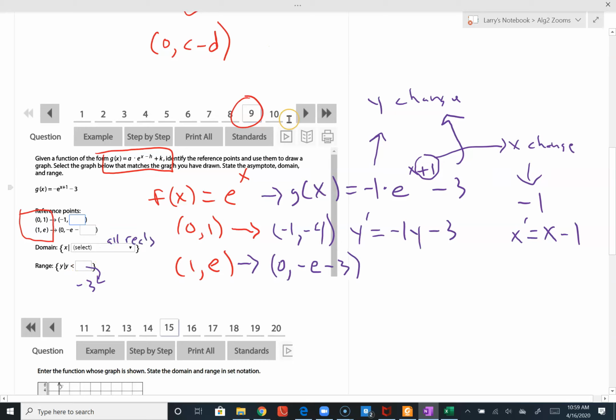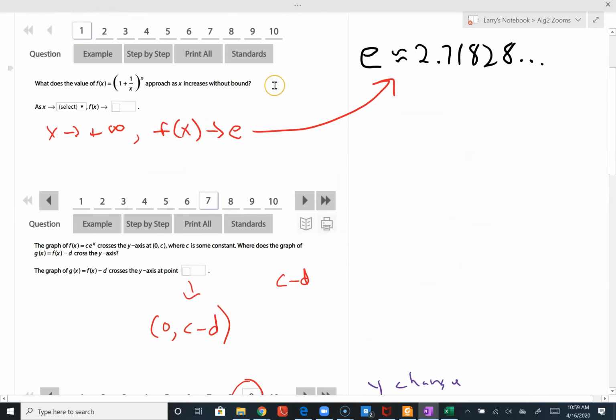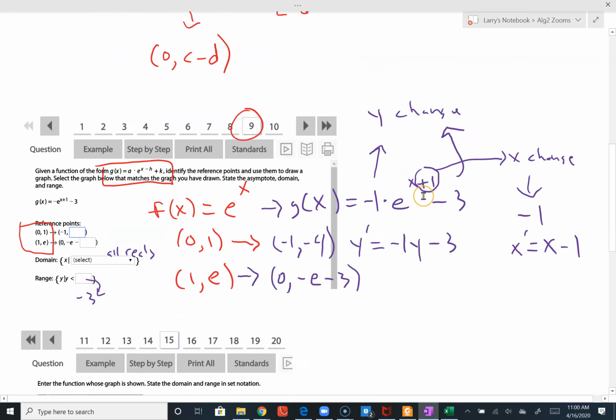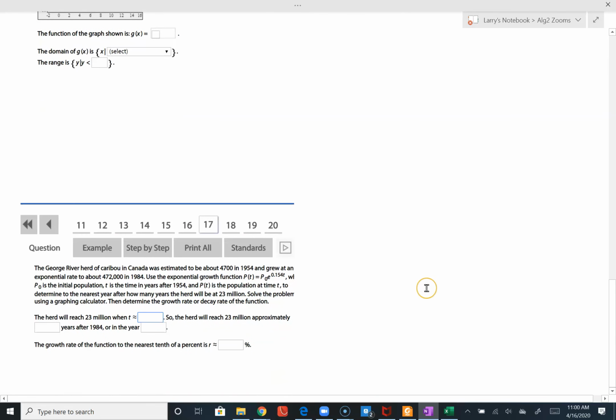With this number 9, you should be able to work with this number 9. You should be able to do 9, 11, and 13. They all deal with those transformations. Give those a shot. I'm going to skip 15 for a second and go on and look at 17, 19, and 21. They're pretty similar. So let's take a look at number 17.